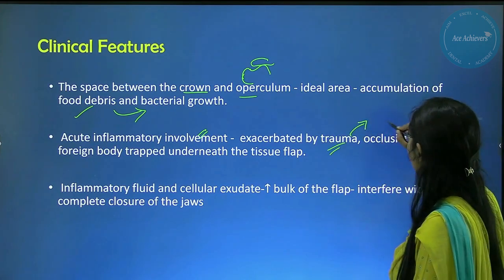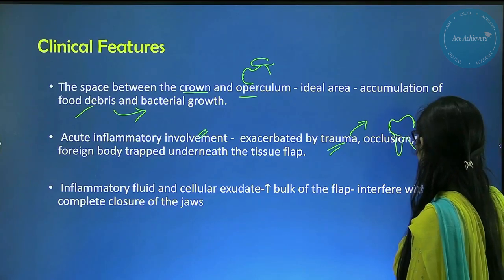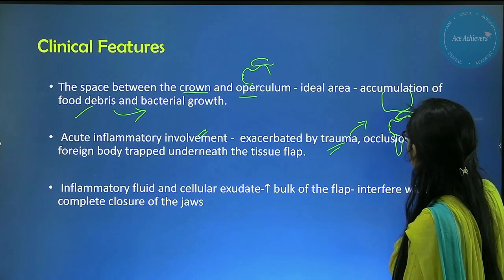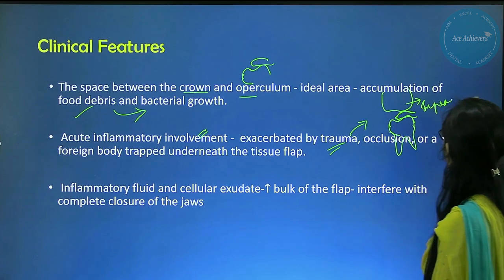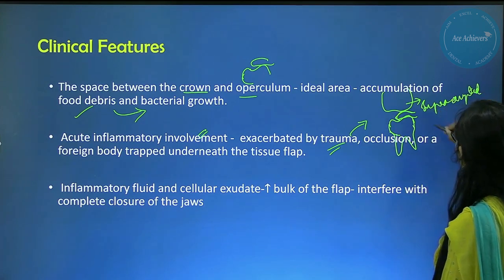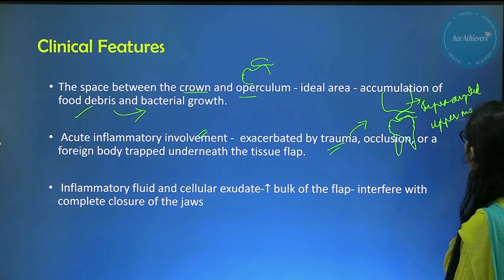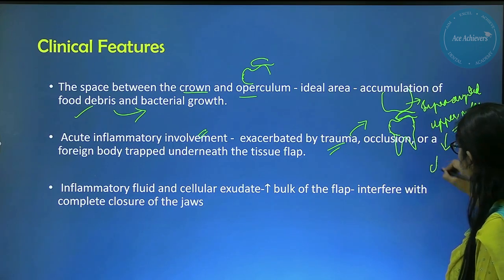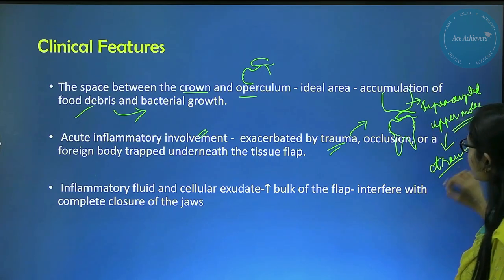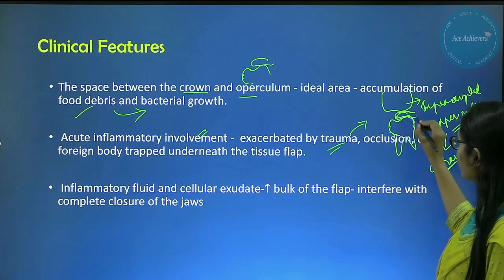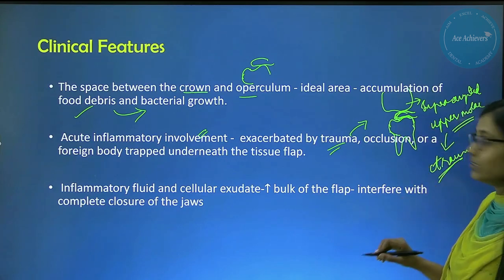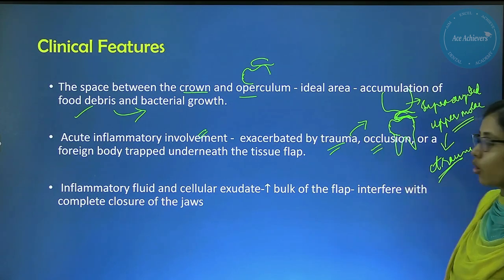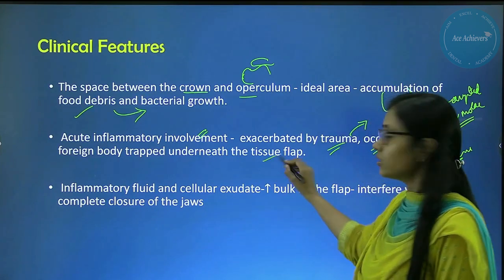So what happens is, whenever there is an incompletely erupted tooth, this is going to be covered by the operculum. There might be a supra-erupted upper molar which is constantly creating trauma, constantly impinging the operculum, the flap, leading to pain and inflammation. Okay, so this might also be exacerbated by occlusion or a foreign body which has been trapped beneath the flap.